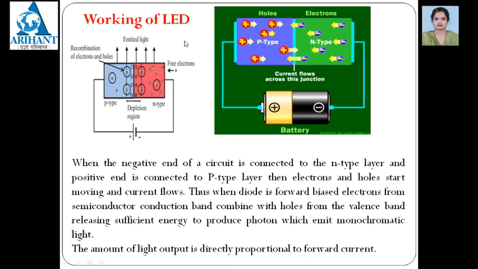Now we will go for the working of this LED. You can see here, this is your P type, this is N type, that is nothing but your PN junction. This is given the electric supply, such that the positive end is connected to the P and the negative is connected to the N type, so it is forward biased.